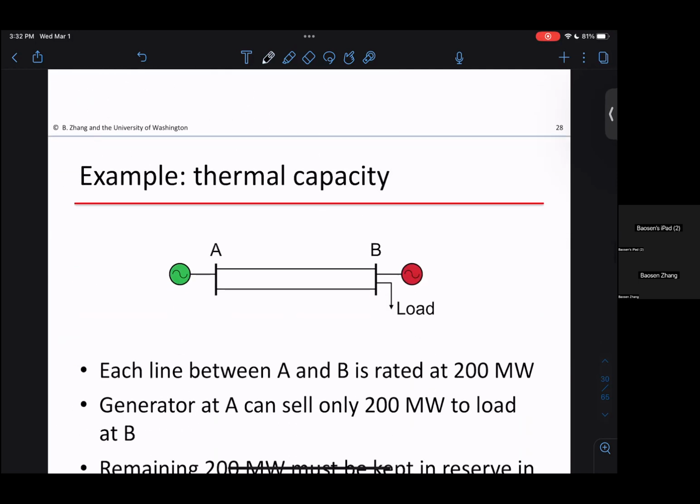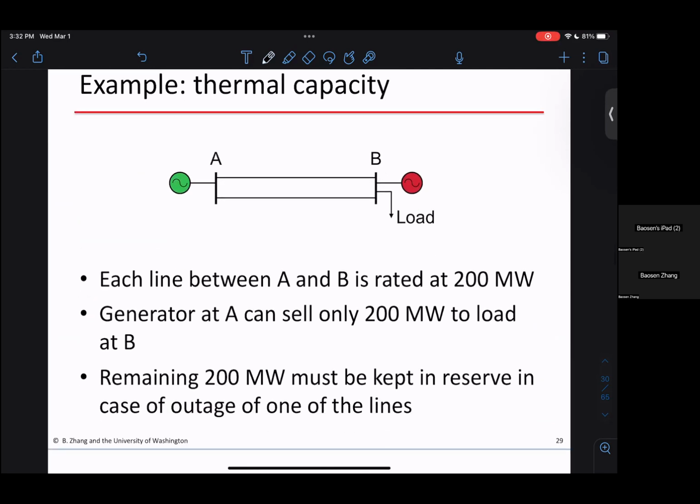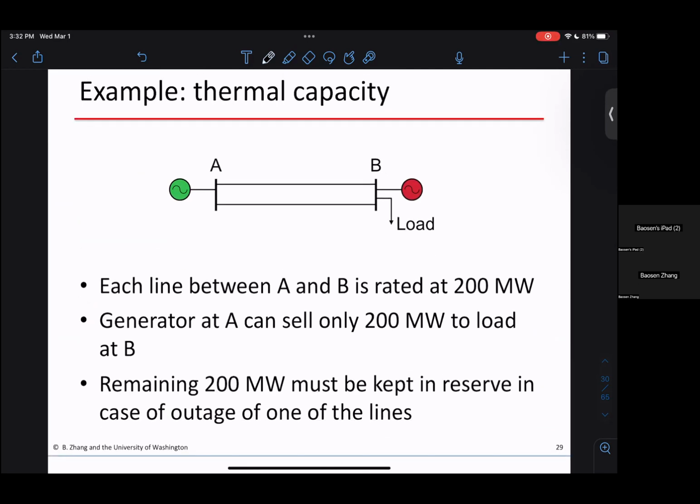Okay, so one example for thermal capacity and the way it impacts is, let's say you have A and B and this has a load. Okay, and let's say you have two lines. Each line is 200 megawatt. So you have 200 megawatt on this line, 200 megawatt on this line. Okay. Then what thermal capacity tells you is actually you can only use one of the lines. Because what is the possible contingency in this case? One of the lines may fail, right? So you can compute. So this illustrates the difference between critical contingency and all possible contingency.